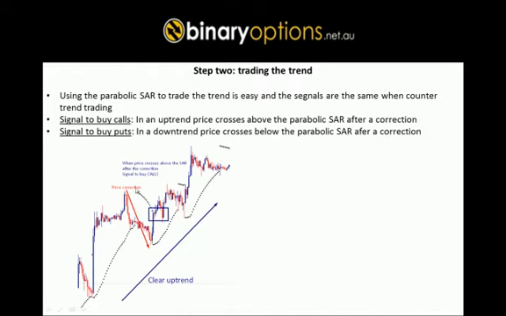price crosses above the Parabolic SAR, or the SAR that was plotted on the top of the correction, we have a signal to buy calls and to get on with the main trend.